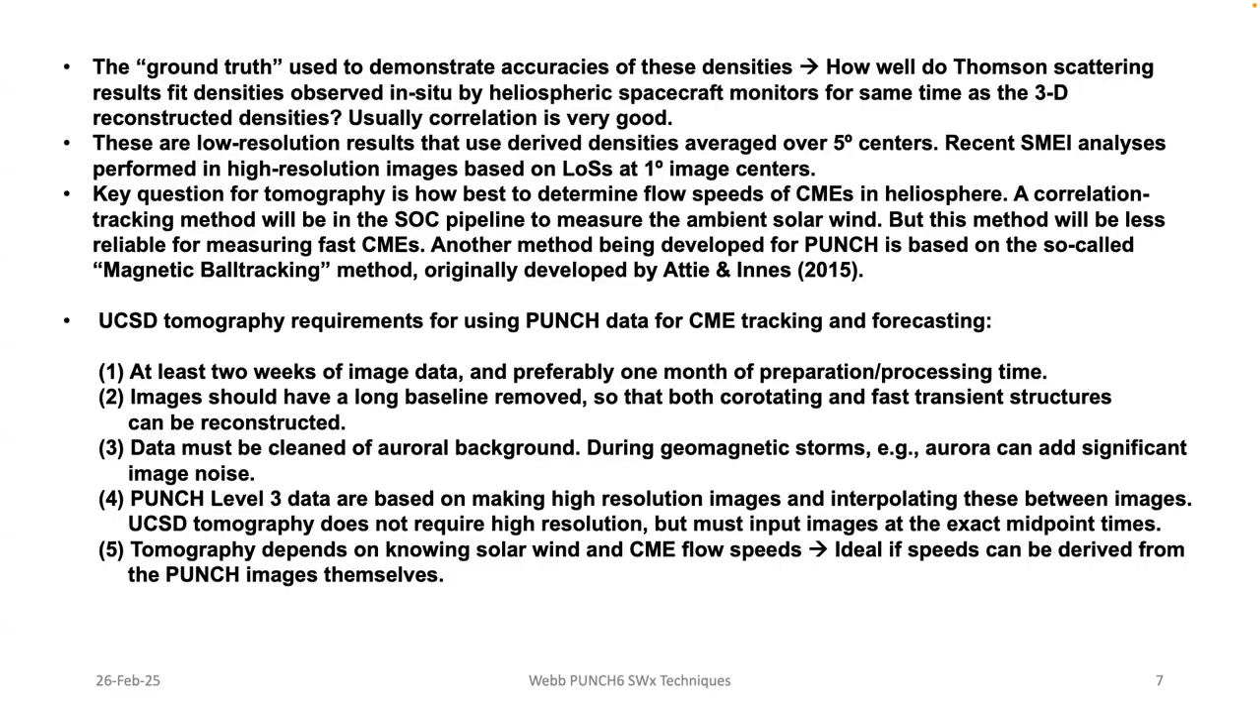Up to date, he's been using a rather crude resolution of 5-degree centers. In recent analysis, he's been able to boost this to 1-degree images, so higher resolution, which will be used with PUNCH. The key problem or question is how well we can determine flow speeds in the heliosphere. And we've talked about the two methods being used right now: the correlation tracking for the SOC pipeline and the ball tracking method that has been talked about.